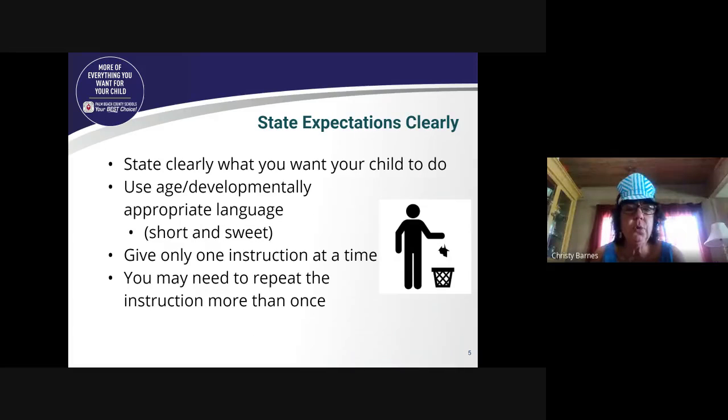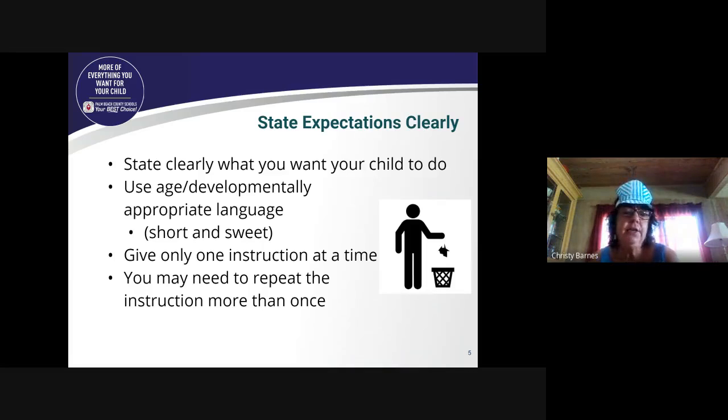You want to make sure that you state expectations clearly. You want to state clearly what you want your child to do. For example, let's say that you finished a meal and you don't want to ask your child, do you know where that goes? If you want them to throw the napkin away, you want to make sure that you tell them when you are finished, please throw the napkin in the garbage.